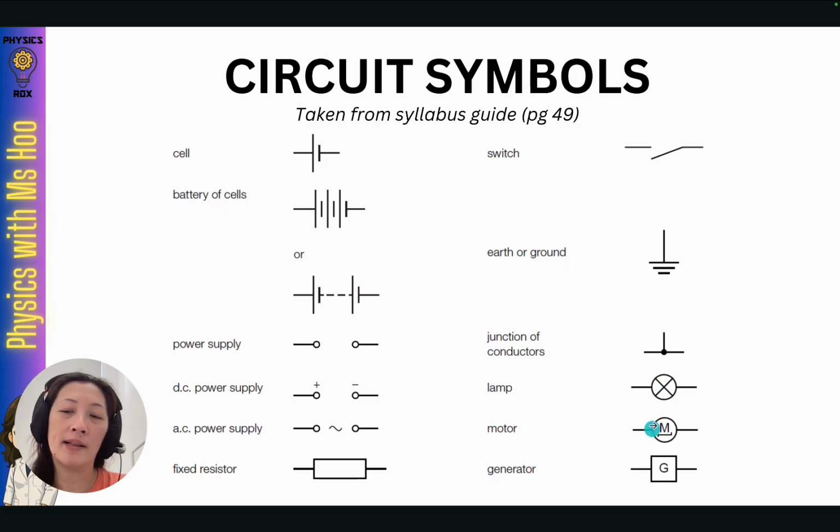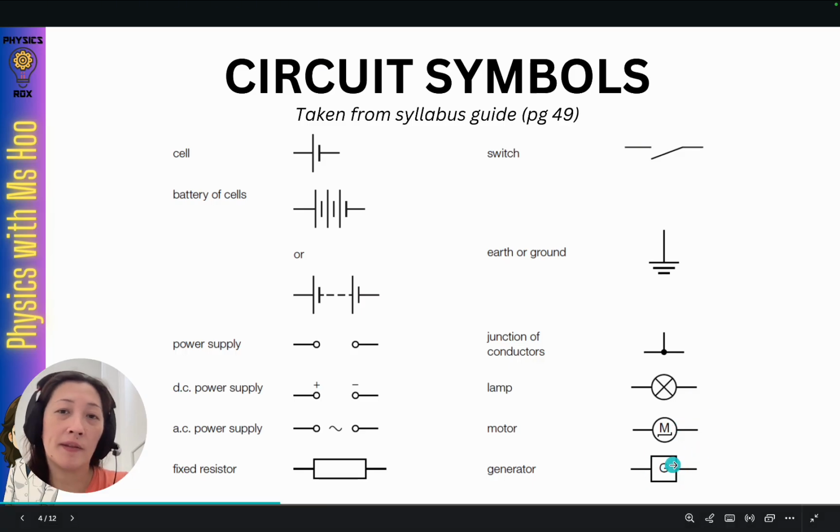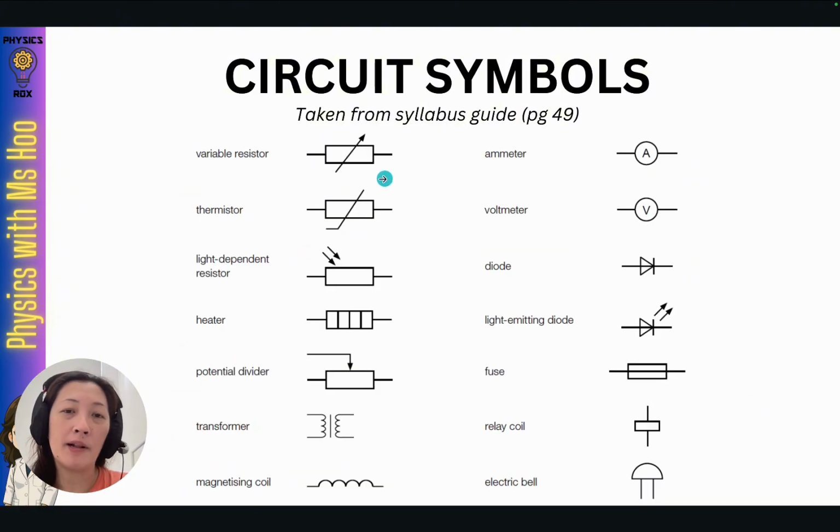For the motor symbol, it's basically the letter M. Sometimes you might find that the symbol doesn't have this squiggly line underneath. It's just a capital M. As long as you see the M inside the circle, that's a motor. For generators, it's a square with the letter G inside it. The variable resistor looks like a resistor with an arrow through it.